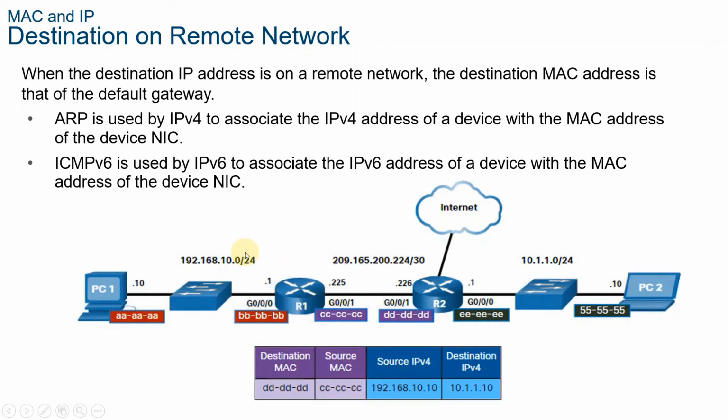So in our example, R1 would now encapsulate the packet with the new layer 2 address information as shown in the figure. So the new destination MAC address would be that of the R2 G0/0/1 interface, and the new source MAC address would be that of the R1 G0/0/1 interface.